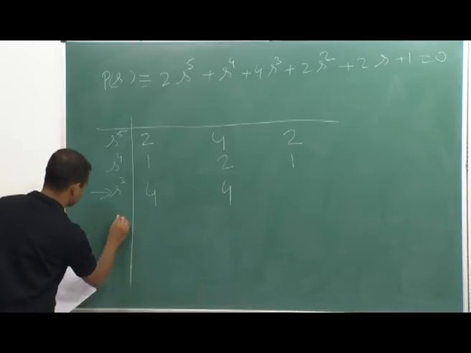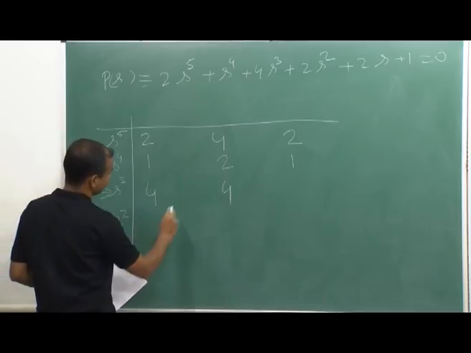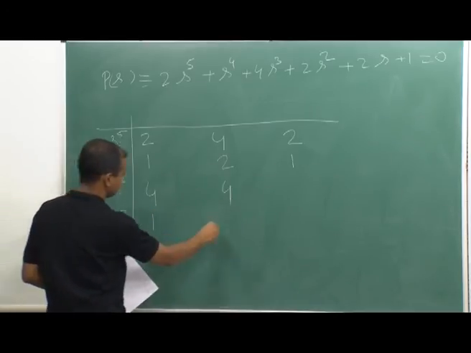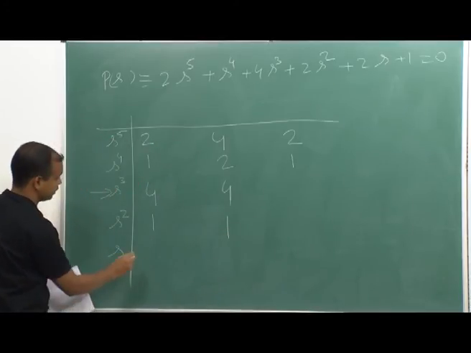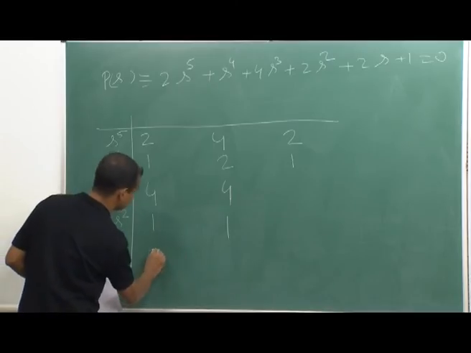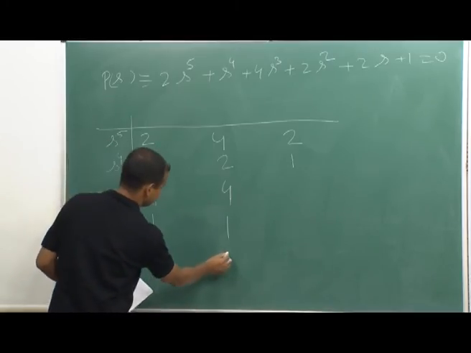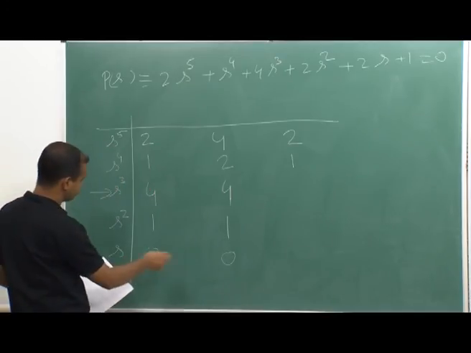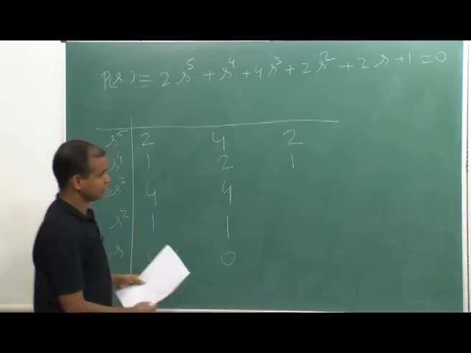Now, for the s square, we will get (8 minus 4), that is 4, divided by 4, that is 1, and here I will get 1. For s, I will get 4 minus 4, this is 0, and this is already 0. So again we are getting all 0 in this row. So I will have to form one more auxiliary equation.